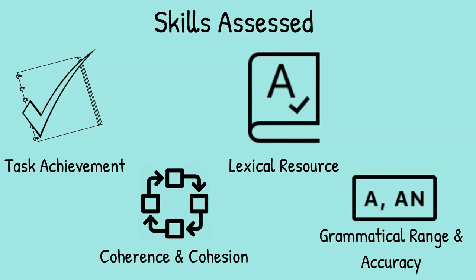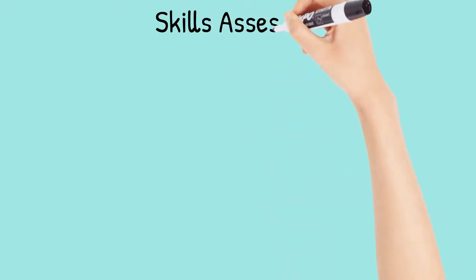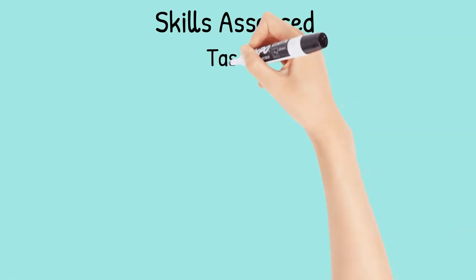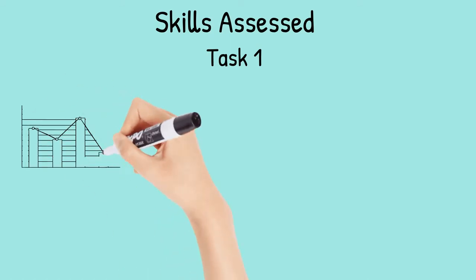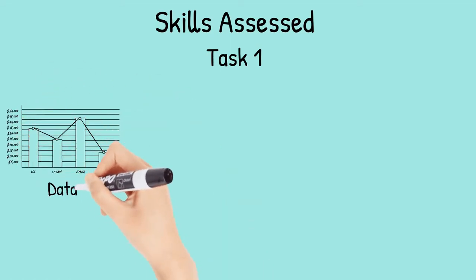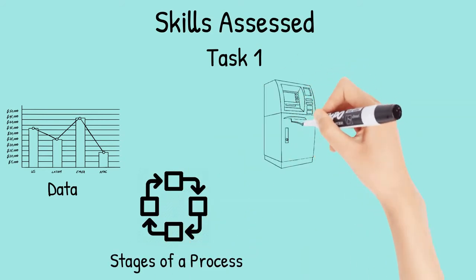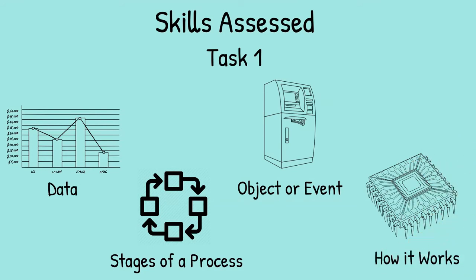The 2 parts of the IELTS Academic Writing Test are designed to assess your ability in different skill areas. The assessment criteria for any specific question will depend on the type of task you are asked to complete, but here is a general overview. For task 1, your essay will be assessed in relation to your ability to achieve one or more of the following: organize, present, and possibly compare data, describe the stages of a process or procedure, describe an object or event or sequence of events, or explain how something works.